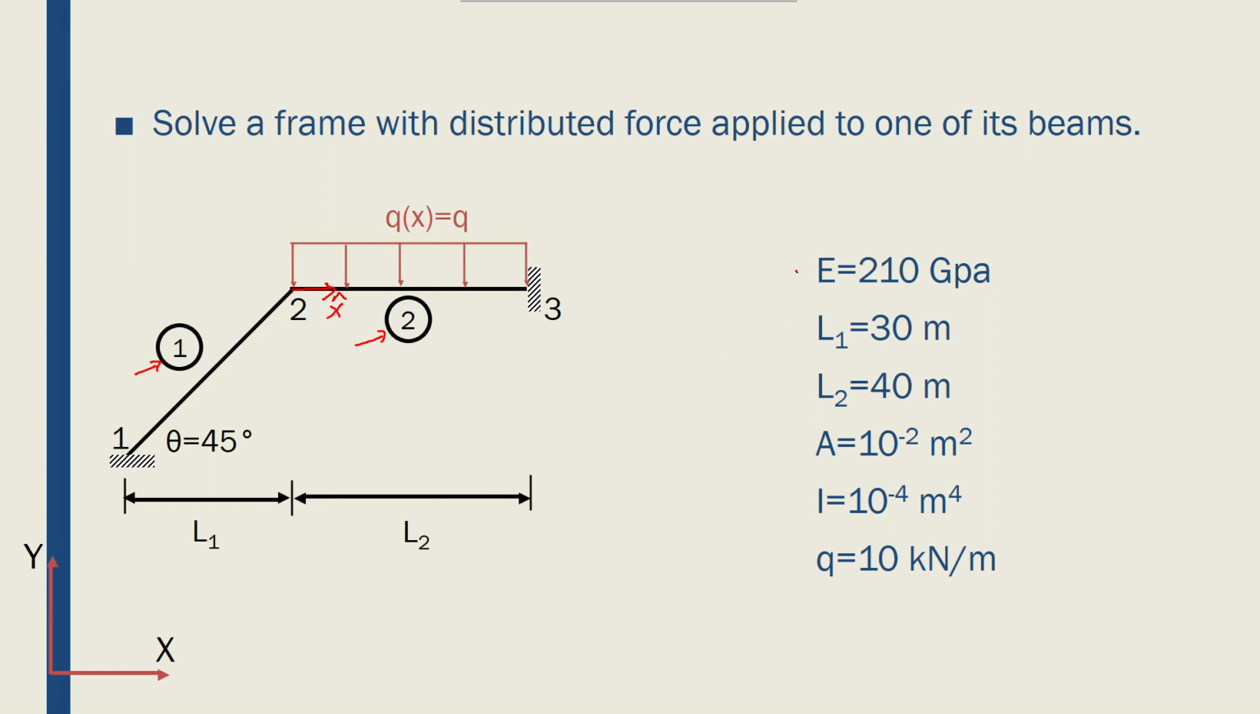Young's modulus of 210 gigapascals, should actually be capital P. L1 is at 30 degrees, so this is 30. So the length of element 1 would be 30 times square root of 2. And then L2, this portion is 40 meters. Cross-section area of each of the beams is 10 to the minus 2, and I is 10 to the minus 4. And this force, or this distributed load, is 10 kilonewtons per meter.